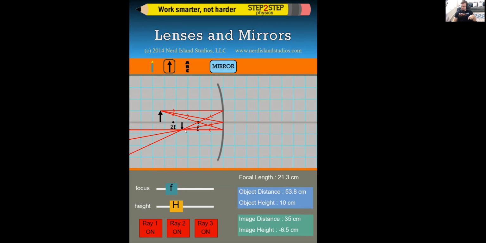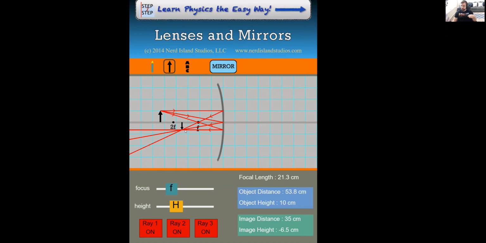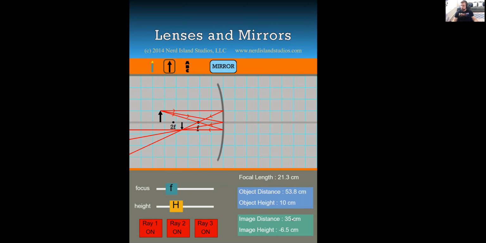Is it upright or inverted? Hopefully you've said inverted, because this one is pointing up and this one is pointing down. So we have an inverted and we have a smaller image. And you can look down here at the object distance and object height, and image distance and image height. And that will help you figure out whether or not you're actually seeing a smaller object or a bigger object, same size, and so on.